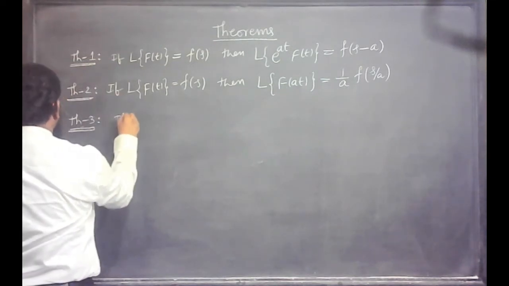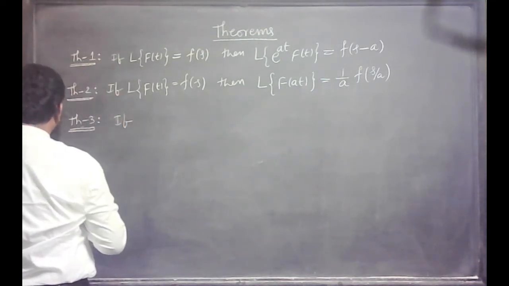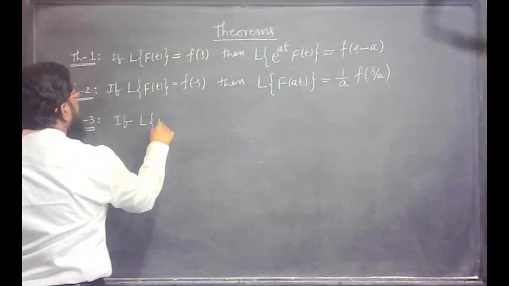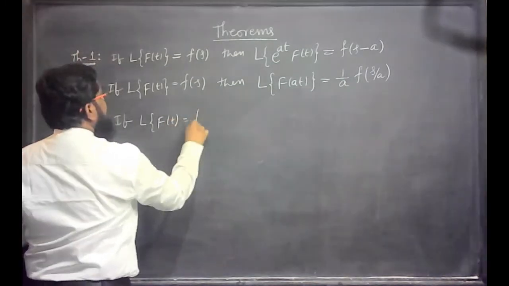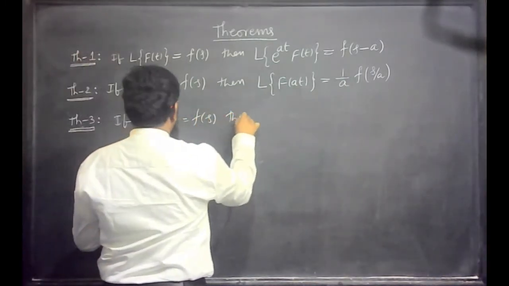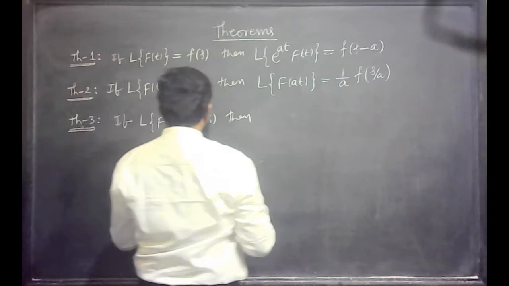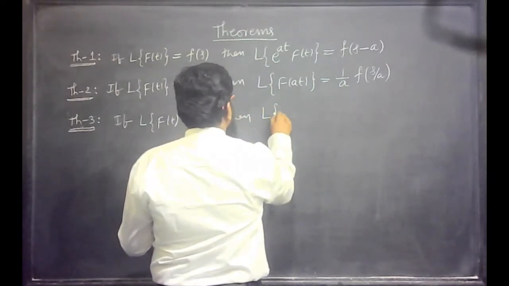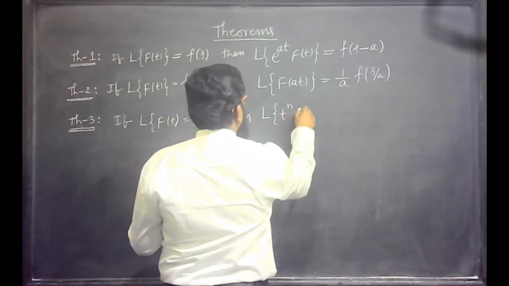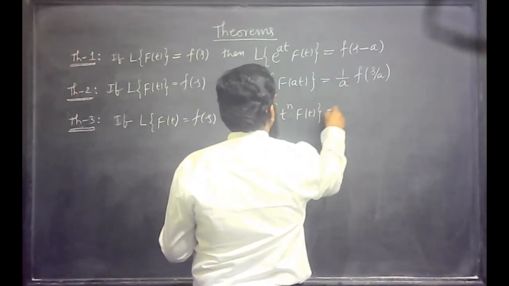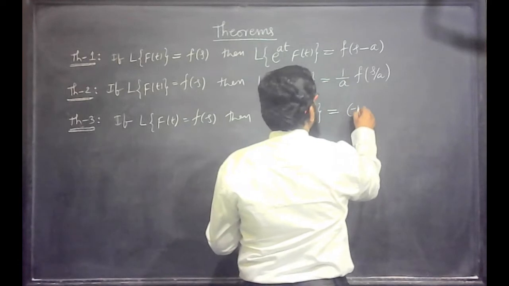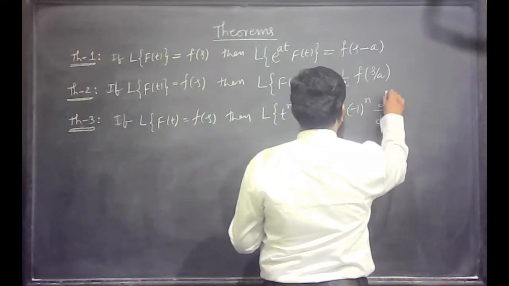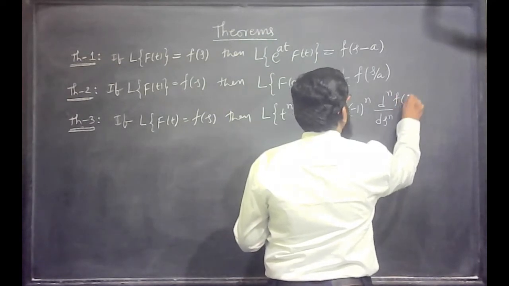If Laplace transformation of f of t is F of s, then Laplace transformation of t power n f of t will become minus 1 whole power n d by ds, derivative with respect to s, n times F of s.